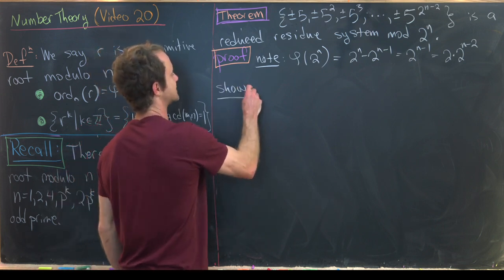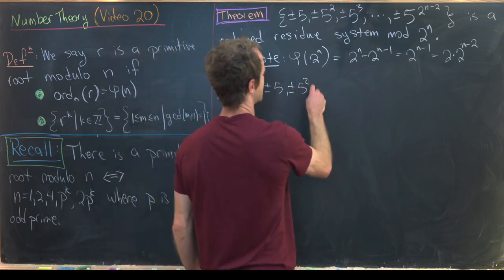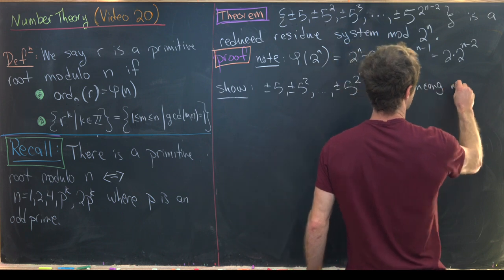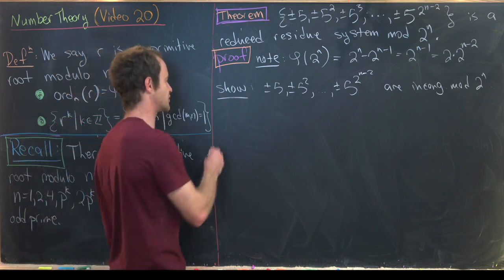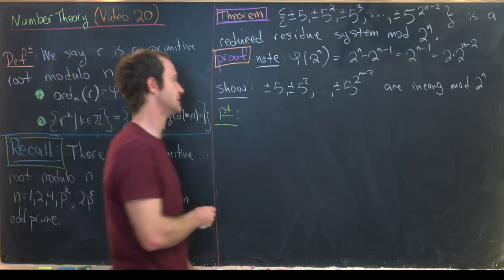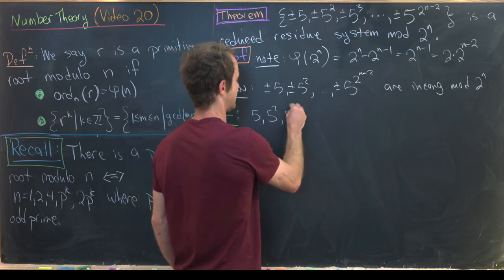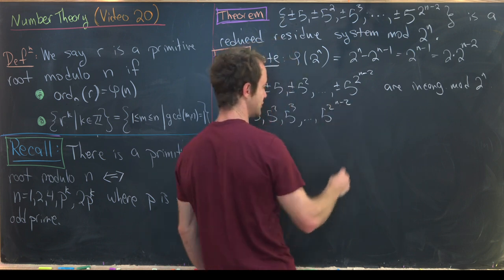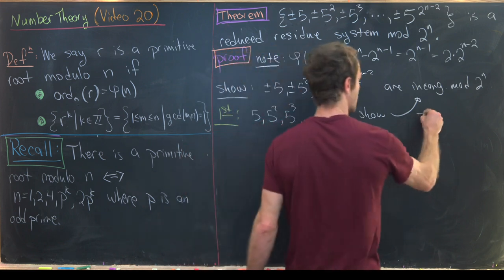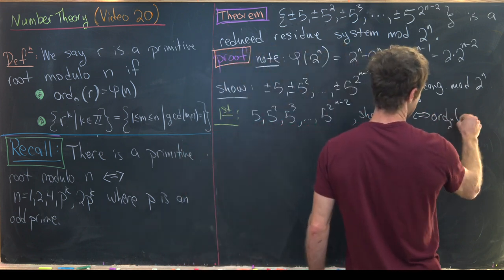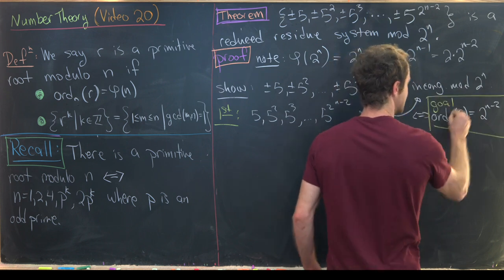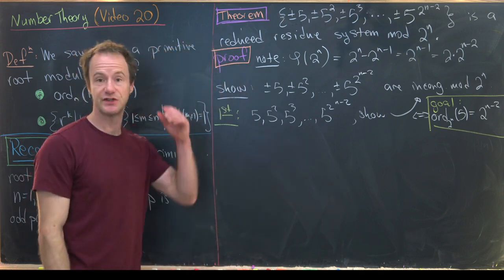So what's left to show is that these are all incongruent. So plus minus 5 squared, all the way up to plus minus 5 to the 2 to the n minus 2 are incongruent mod 2 to the n. Okay, so we have to start somewhere, and where we'll start is, instead of looking at the entire set, we'll look at just the set of the positive powers of 5. So first, we'll look at 5 squared, 5 cubed, all the way up to 5 to the 2 to the n minus 2, and we'll show that these are actually incongruent mod 2 to the n. But notice that that is equivalent to finding the order mod 2 to the n of 5 and getting 2 to the n minus 2. So just to reiterate, this is our first goal, is to show that the order of 5 mod 2 to the n is 2 to the n minus 2.